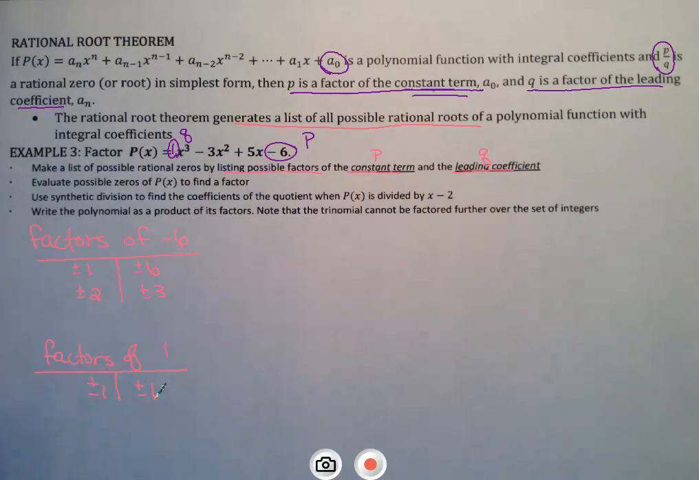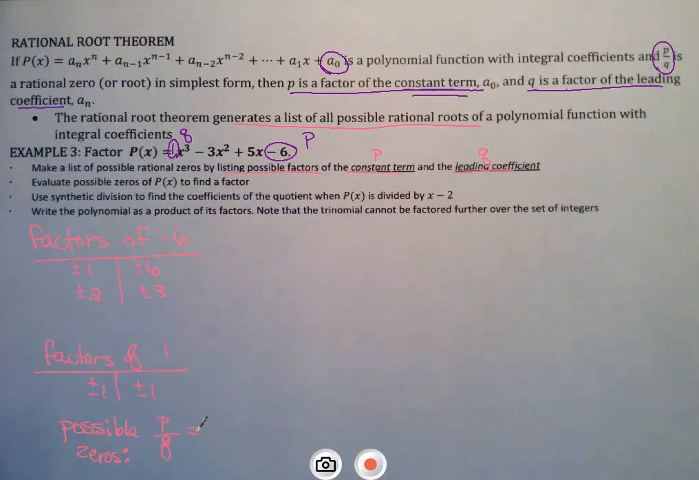Now we're going to do the P over Q. And this is the reason. So these are our possible zeros. Our possible zeros are going to be the P divided by the Q and what those equal. We can write them out or we could just write the answers. What would you all prefer? Do you want to see the work or do you just want to see the answer?